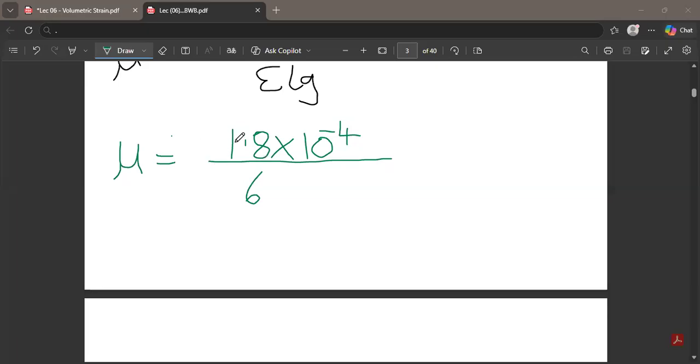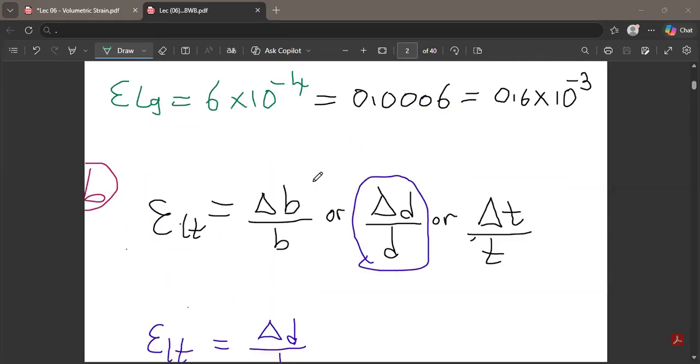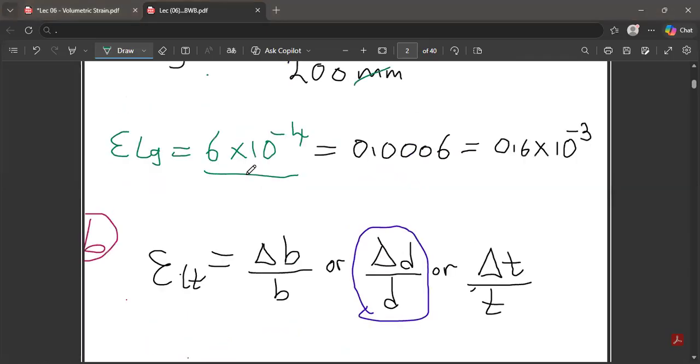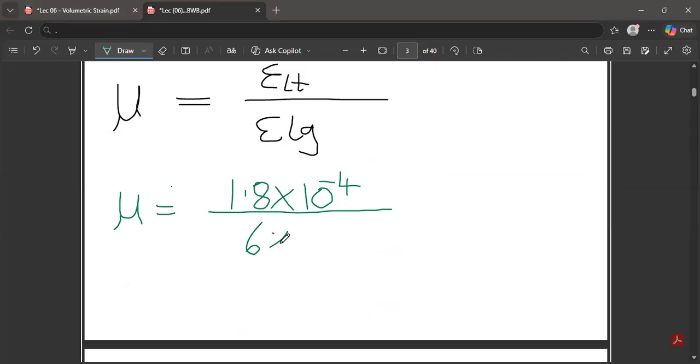Okay, exactly. So that is it. That is what we were saying. And for the longitudinal strain, we had 6. This is the value over here, and that is 6 times 10 exponent negative 4. I want to use this one, 6 times 10 exponent negative 4.